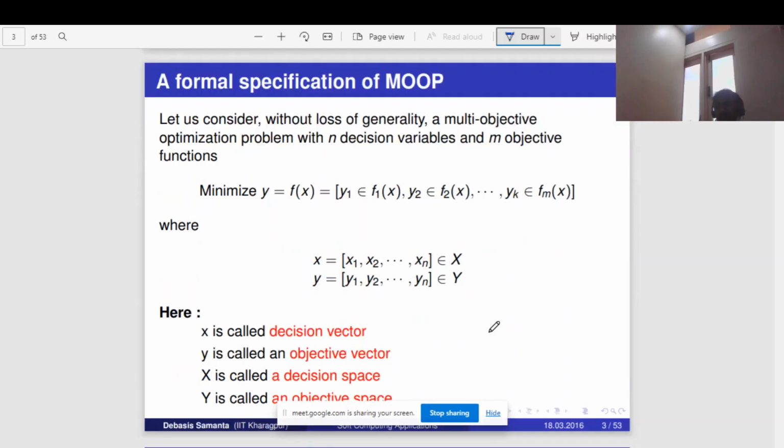This is a formal mathematical definition, but here we are mentioning only minimize. You may ask why we are only mentioning minimize, because the objective function can be either minimization or maximization. I'll come to the reason, but let us first see this. Y is equal to f of x such that y1 belongs to f1 of x, y2 belongs to f2 of x, up to yk belongs to fm of x.